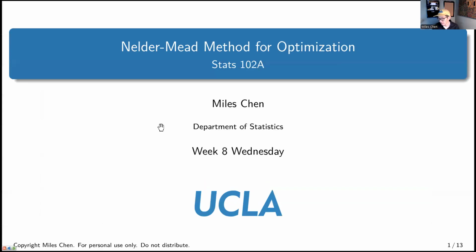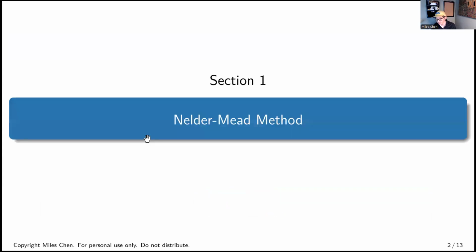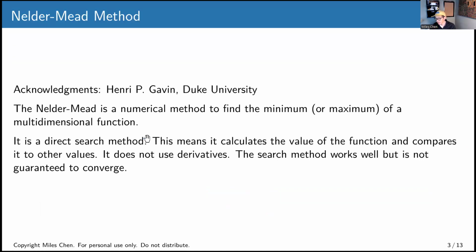And today we will continue looking at numeric optimization methods. The method we're going to look at today is the Nelder-Mead method. The Nelder-Mead method is a numeric method for finding the minimum of a multi-dimensional function. So think two-dimensional or higher. And it is what we call a direct search method. It does not require us to calculate derivatives.